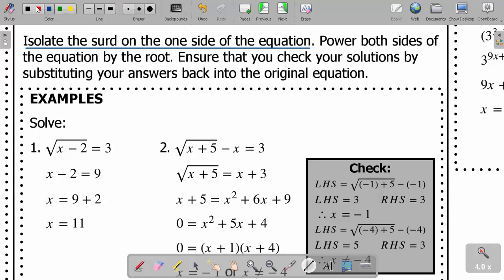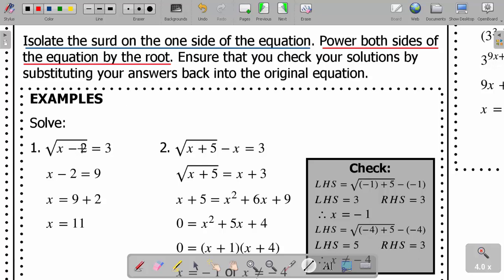Then afterwards you do what? After that you power both sides of the equation by the root. Okay, by the root. But you must ensure that you check your solutions by substituting your answers back into the original equation to prove that you are right.